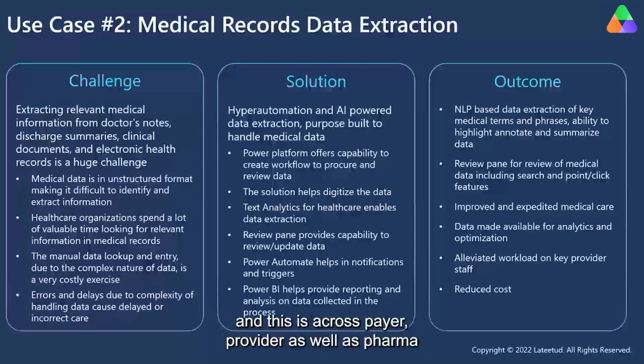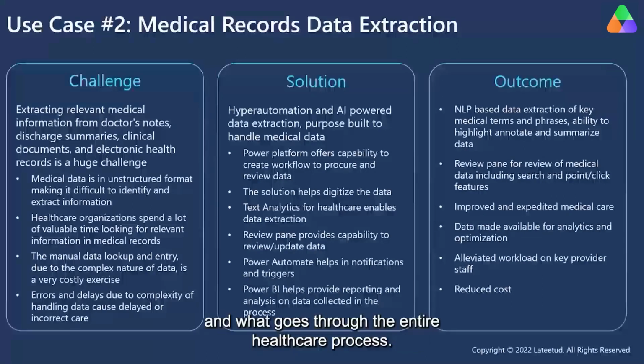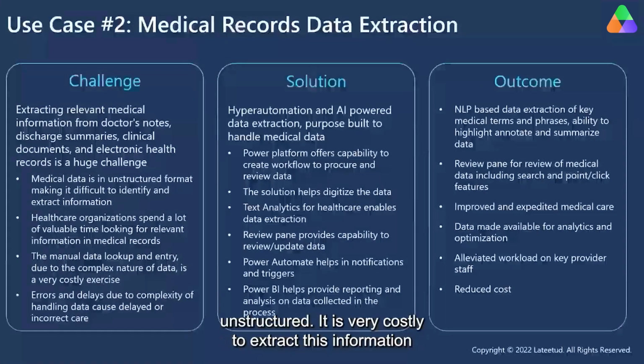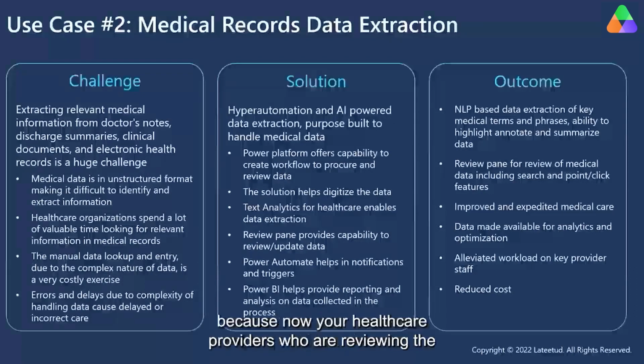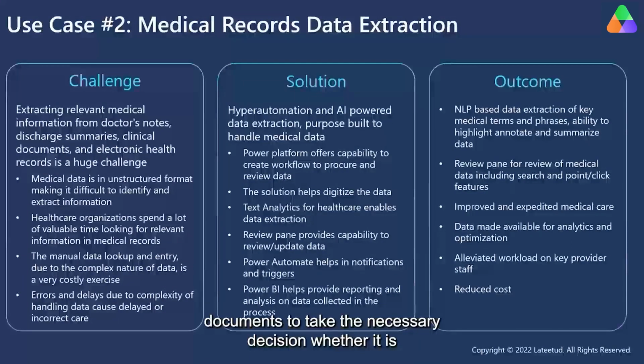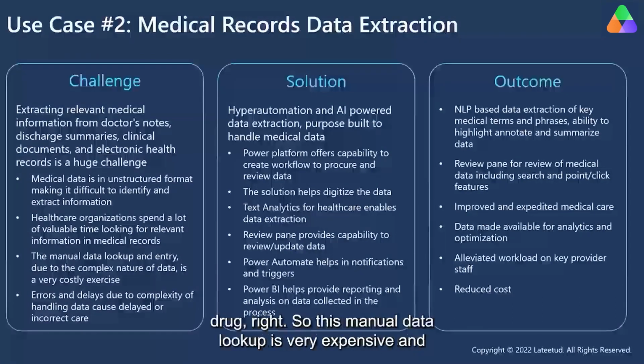So the challenge that companies have, and this is across payer, provider, as well as pharma industries, is how do you understand the data that resides in the trove of these documents that are existing in EMRs and what goes through the entire healthcare process. It is very difficult to extract this information because it is unstructured. It is very costly to extract this information because now your healthcare providers who are reviewing the data are looking for information in hundreds of pages of documents to take the necessary decision, whether it is scheduling a patient, whether it is looking at the efficacy of a drug, right? So this manual data lookup is very expensive and it's very complicated.